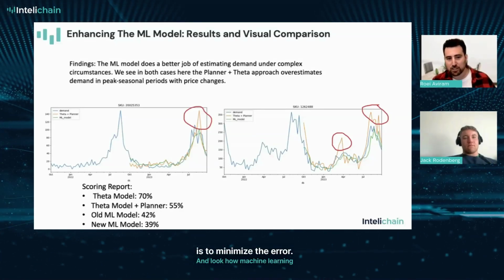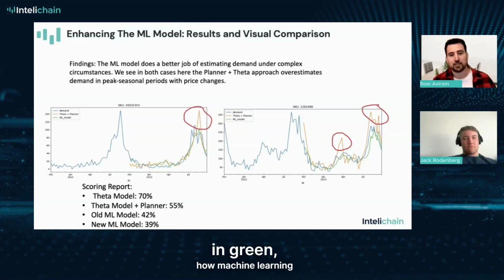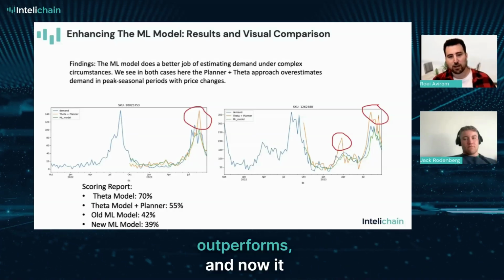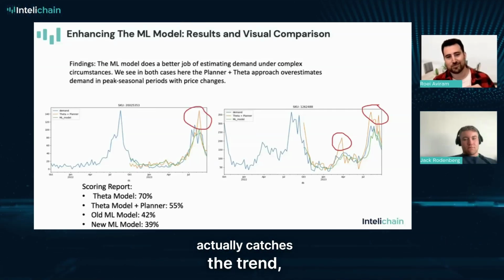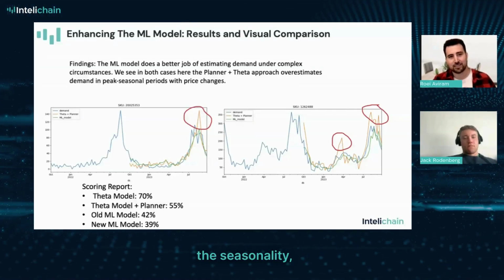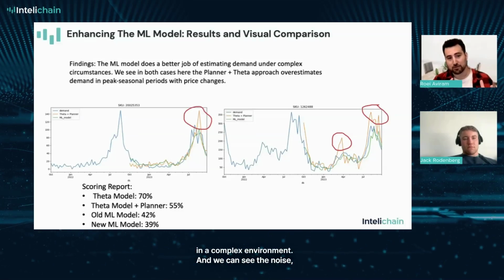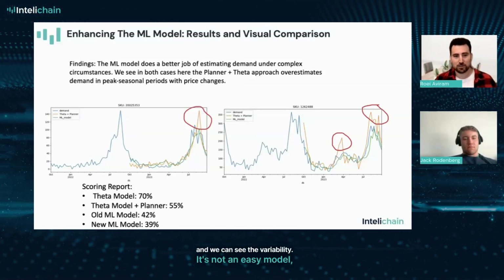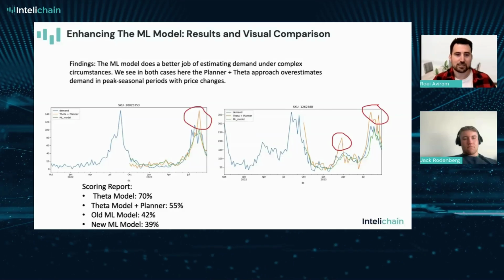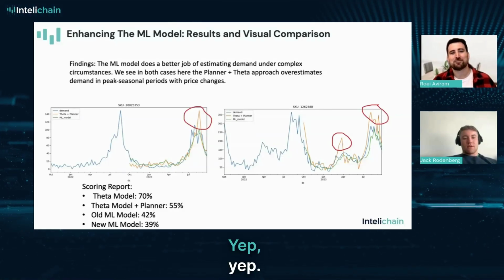And look how machine learning, displayed here in green, outperforms and actually catches the trend and the seasonality in a complex environment. We can see the noise and the variability. It's not an easy model, but still we can see the results, and numbers don't lie, right, Jack?